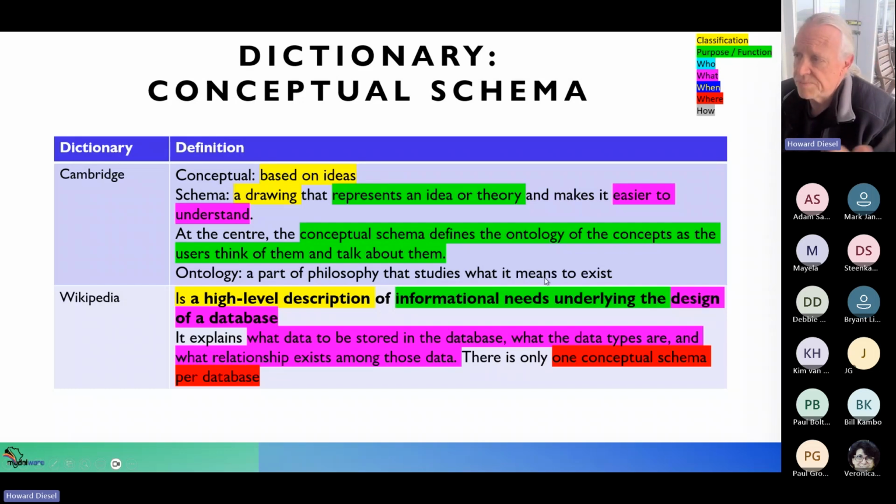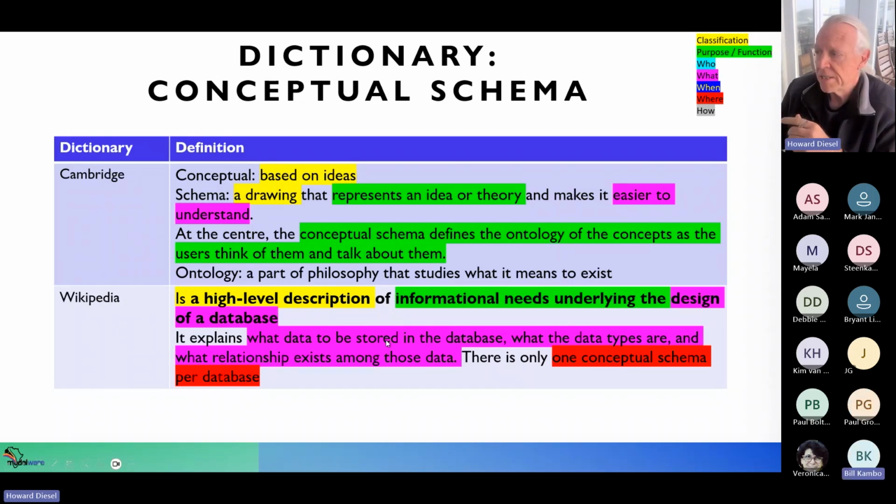So what we're saying here is that a conceptual schema defines the concepts that exist as the users think of them and talk about them. Very important: first of all, we've got to define the who, the users that we are engaging with. They would typically be the SMEs that the data model or the system is being built for. Now, when we get to Wikipedia, it talks about a conceptual schema of a physical database. It explains where the data is stored in a database and what the data types are. And there's only one conceptual schema per database.